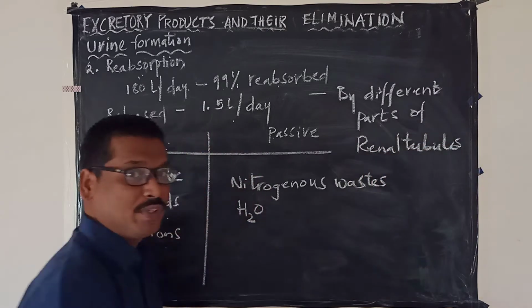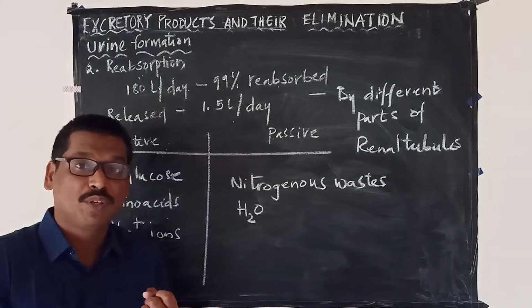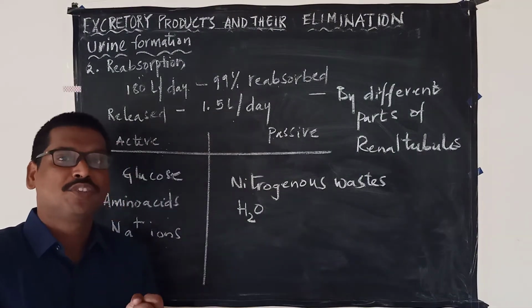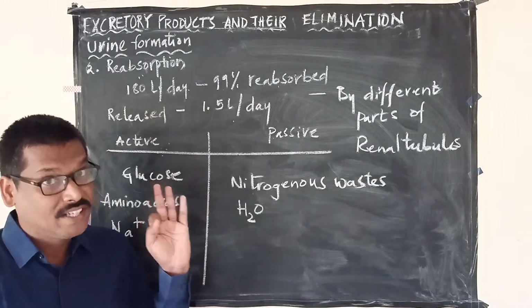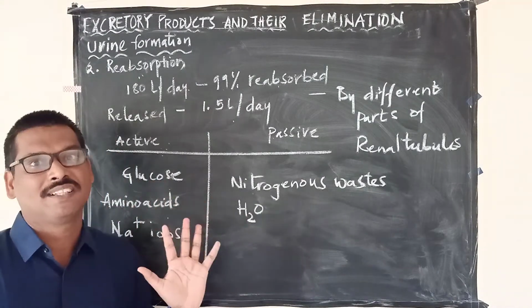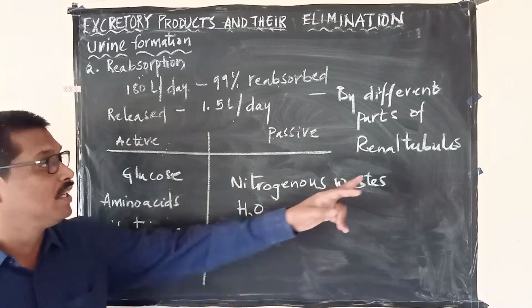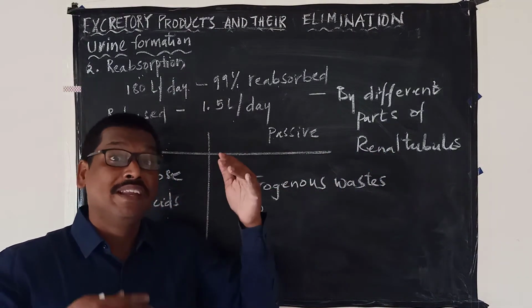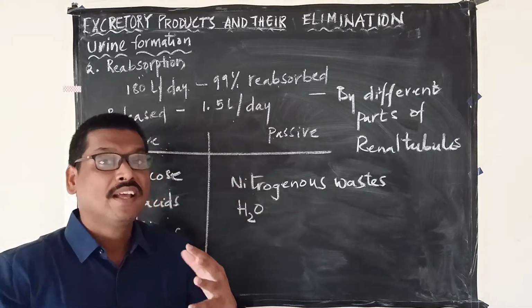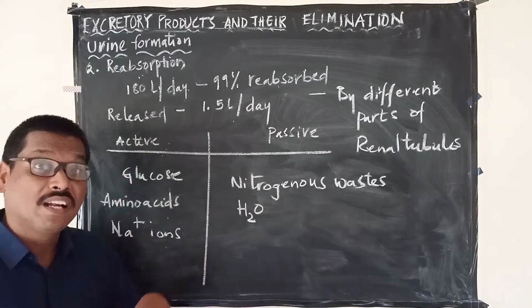As we said, the Bowman's capsule, the proximal convoluted tubule, Henle's loop with descending limb and ascending limb, and the distal convoluted tubule and collecting duct. These are all the parts of what? The renal tubule. In various parts, we are going to discuss in the next video, these substances will be reabsorbed.